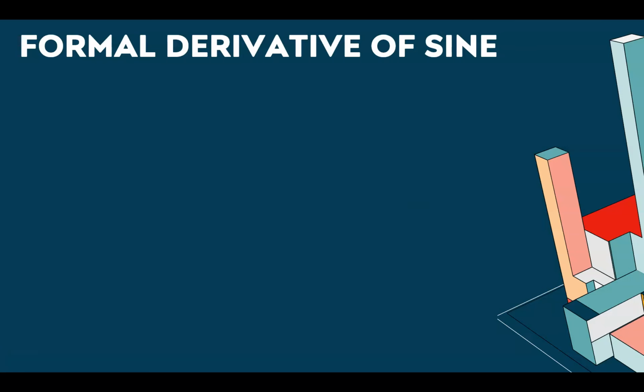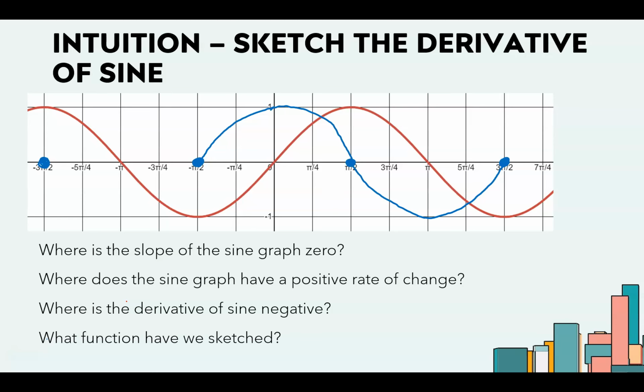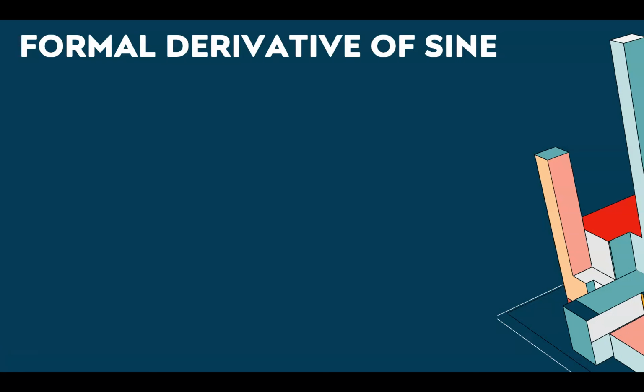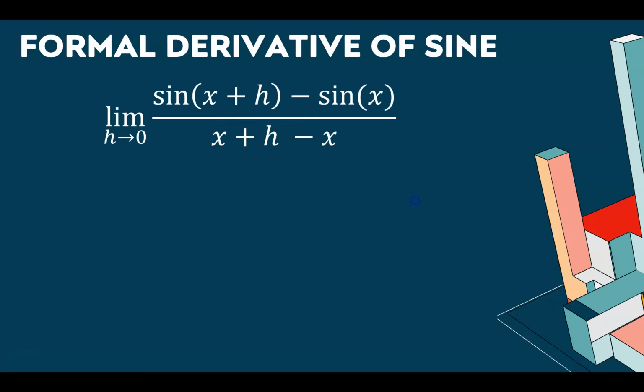I think it's important to do things from maybe not first principles, but building on other things we know. So even if you've realized, hey, the derivative of sine, I think, is cosine, and that's correct, you should be able to prove that. So if we're going to do that, we're going to do the formal derivative of sine. Limit as h goes to 0 of sine of x plus h minus sine of x over x plus h minus x.